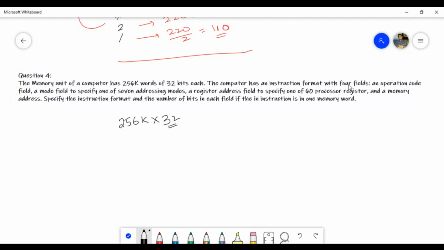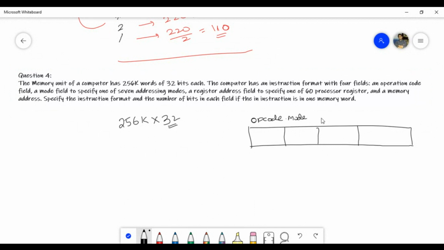Suppose the computer has an instruction format of 4 fields. What are the 4 fields? 1, 2, 3, 4. An opcode field, operation code, which is unknown here. And a mode field to specify one of the 7 addressing modes. The mode is given as 7 addressing modes. The register field to specify one of 60 processor registers is given. So this is for the register.